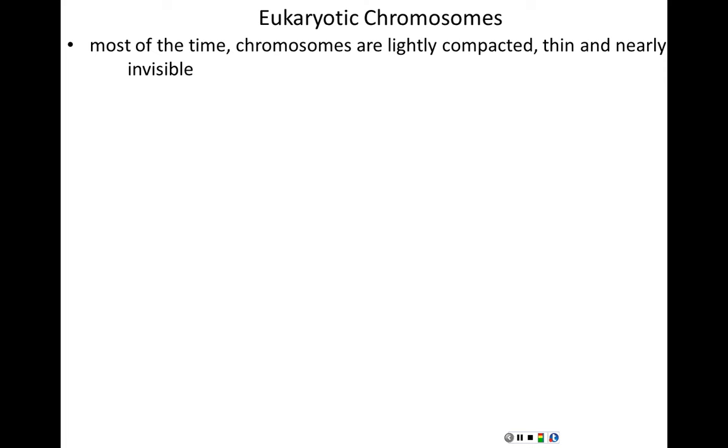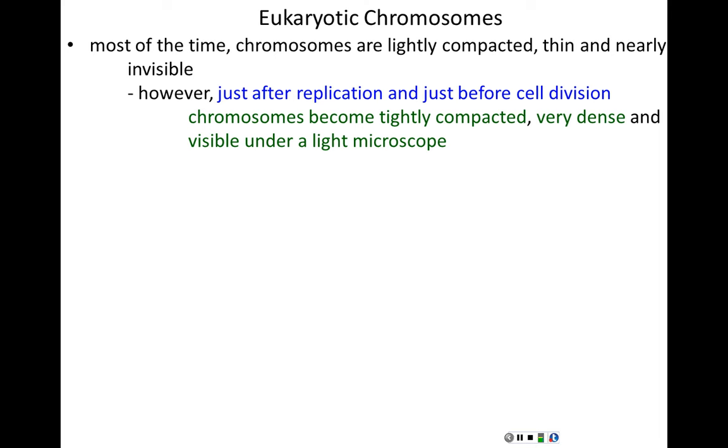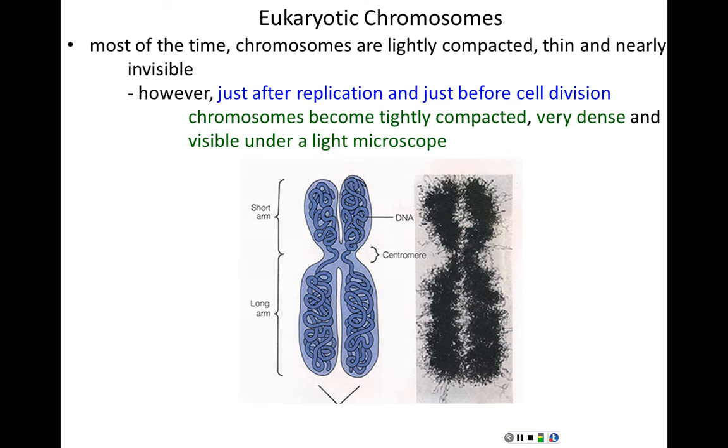So most of the time in a normal living cell, chromosomes are very lightly compacted. The chromatin is not very dense. The chromatin fibers are quite thin, and they're nearly invisible under a normal light microscope. However, just before mitosis and just after DNA replication, chromosomes begin to compact very tightly. That chromatin gets very, very dense, so dense, in fact, that the chromosomes become actually visible under a typical light microscope. This is what we're used to seeing.